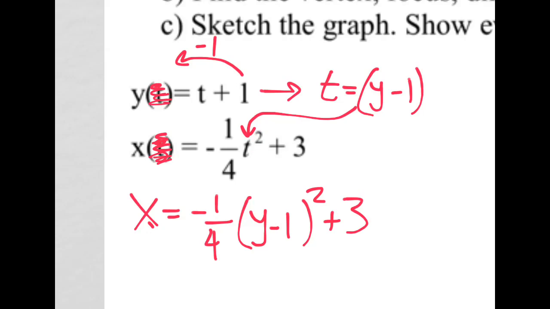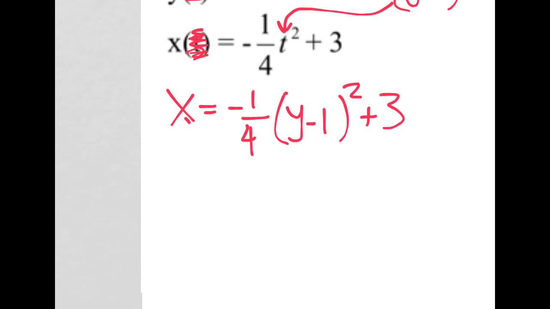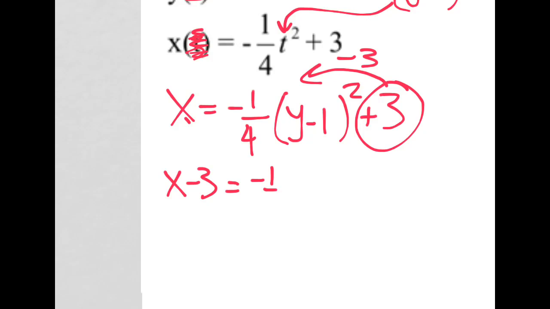plus 3. Now at this point you might be tempted to expand that y minus 1, FOIL it out if you will, but that would be a waste of your time because we are simply trying to get this into our familiar conic form because that's what is useful to us. So how do we do that? Well, I need to certainly get rid of this plus 3 by subtracting it over to the other side, and so I have x minus 3 equals negative 1/4 times my expression y minus 1 squared.